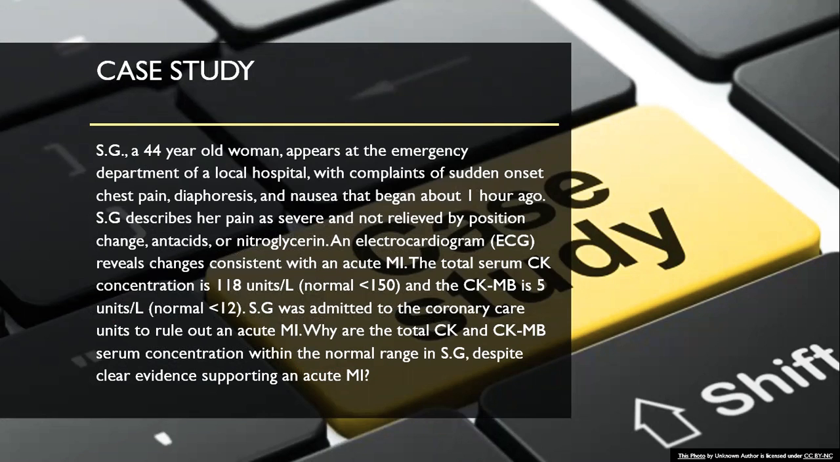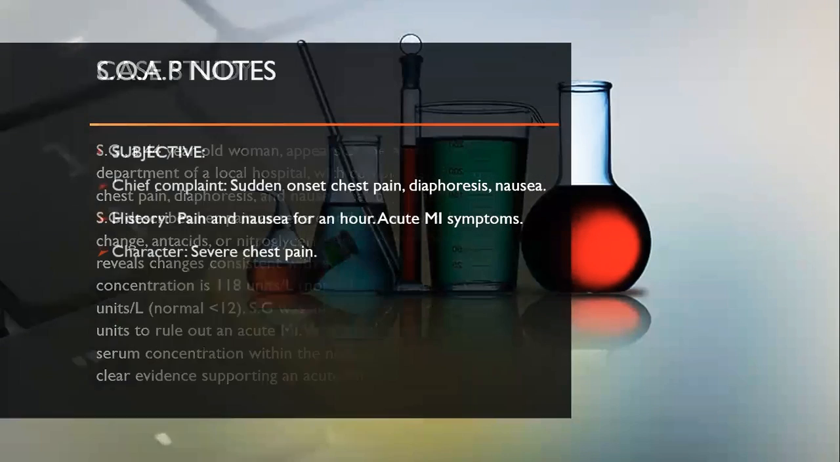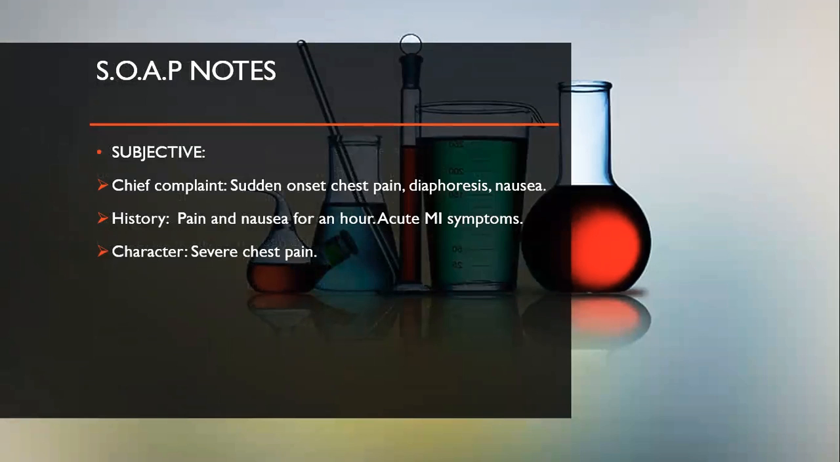We have been asked why the total CK and CKMB serum concentrations are within normal range in SG despite clear evidence that she is having an acute myocardial infarction. So let's go towards the SOAP notes, which are designed for easier assessment of the case study. So first of all, we have to see the subjective.